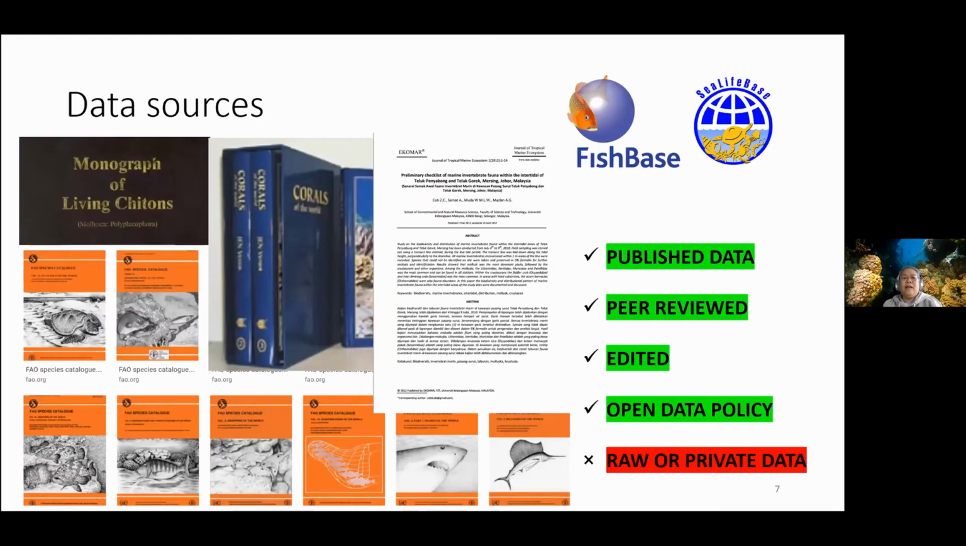Right? We only use published information, and it can come from monographs and FAO, as you see there, FAO things or books, but it also can come from peer-reviewed information, like from journals. It has an open data policy. Both FishBase and SeaLifeBase have an open data policy, and we provide that data via the internet. We do not, however, provide or maintain raw or private data from other databases.